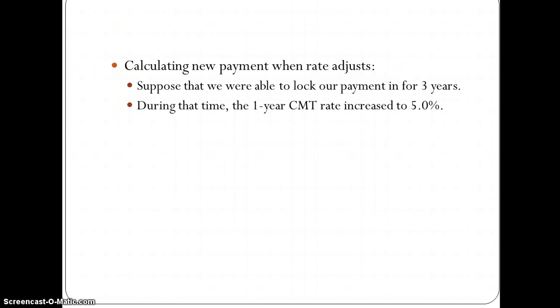And let's suppose that during those 3 years, the value of the 1 year CMT went from our 1.31% up to 5%. So the question now is, we've reached the end of the 3 years and it's time for our payment to change. What will our new payment be?